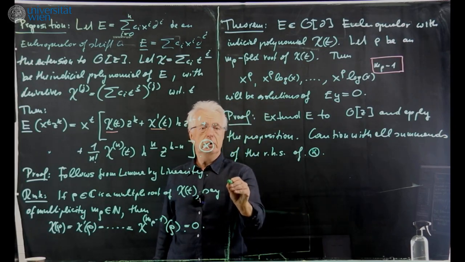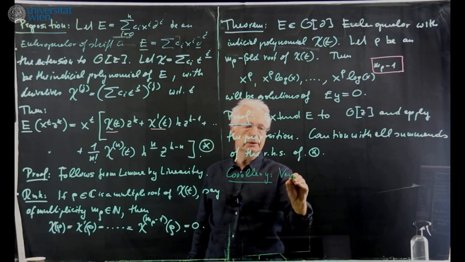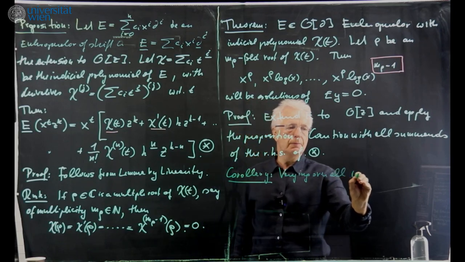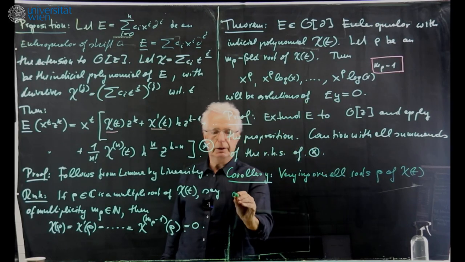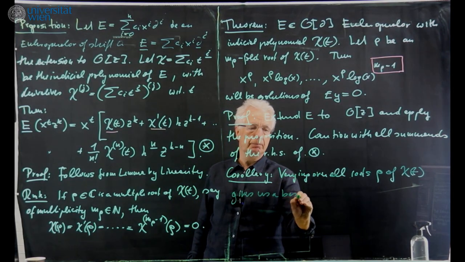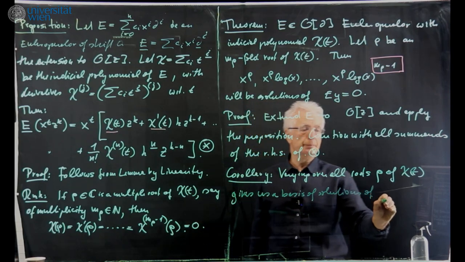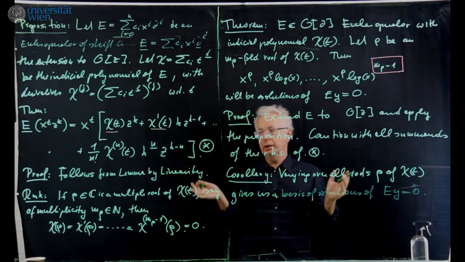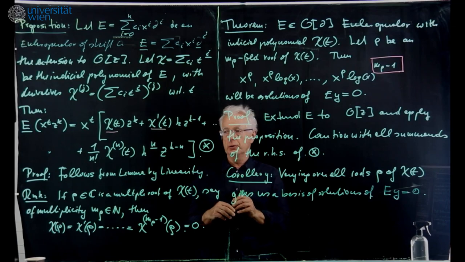Okay. So now, as a corollary, you obtain a basis. Corollary: varying over all roots rho of chi of t gives us a basis of solutions of Ey equals zero. Now you can say, I mean, we could have found this in an easier way, and it's not so deep, and that's correct.